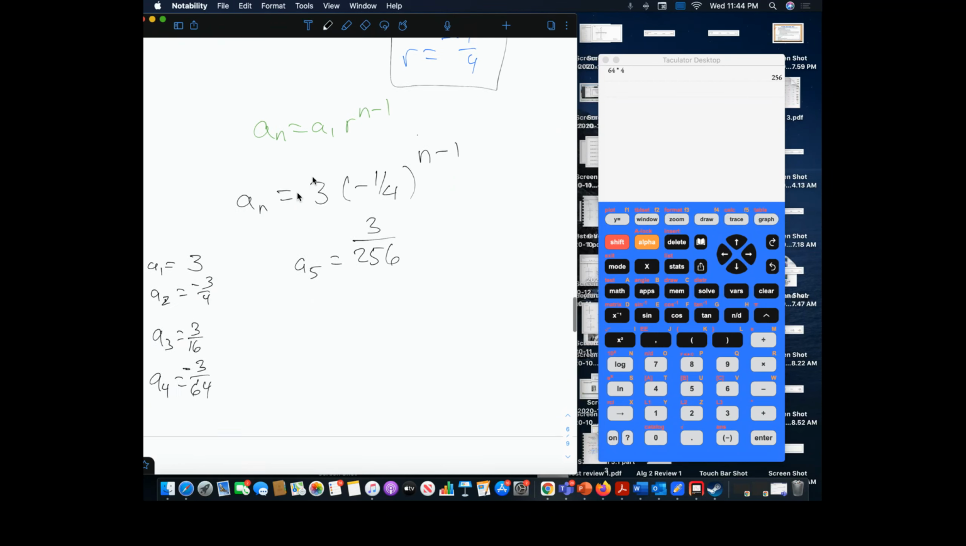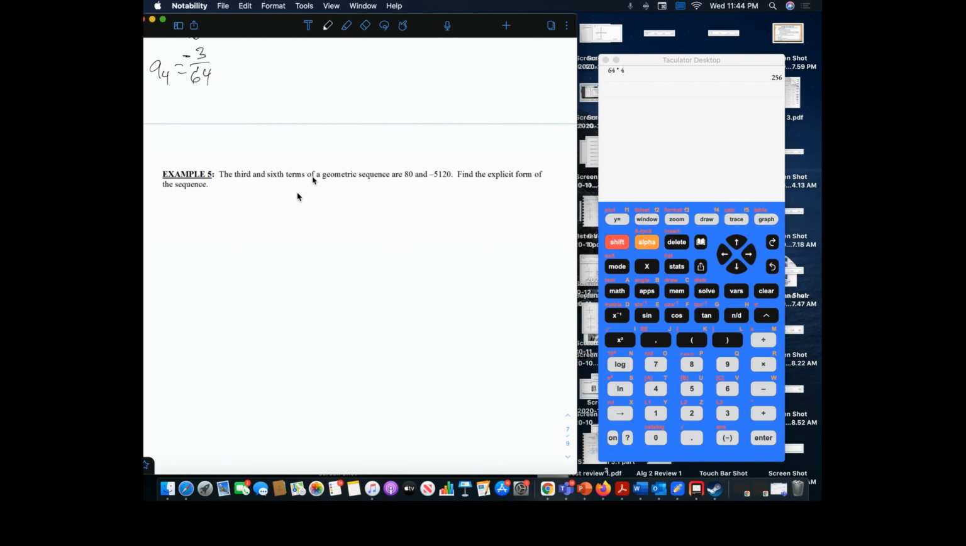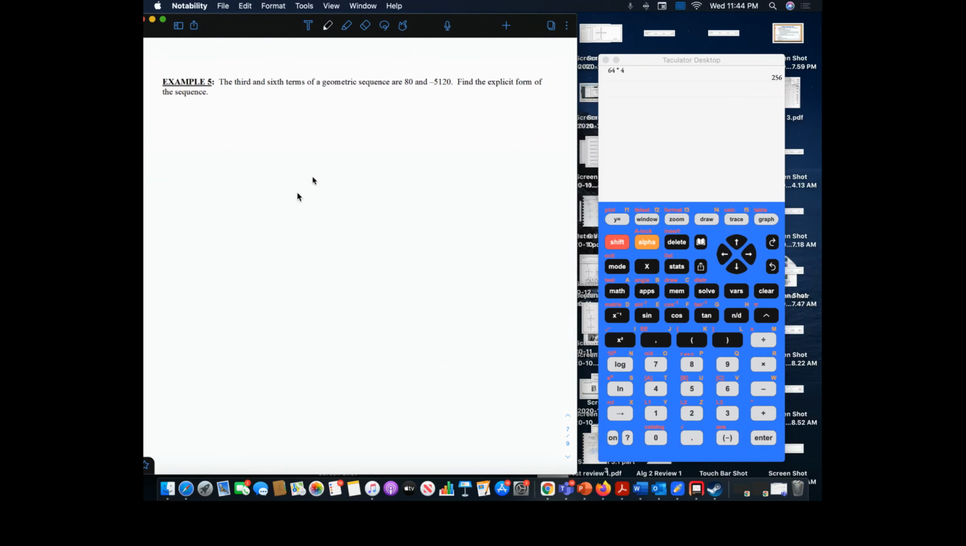Okay. All right. This is the more interesting question. The third and the 6th term of a geometric sequence are 80 and negative 5,120. Find the explicit form of the sequence.